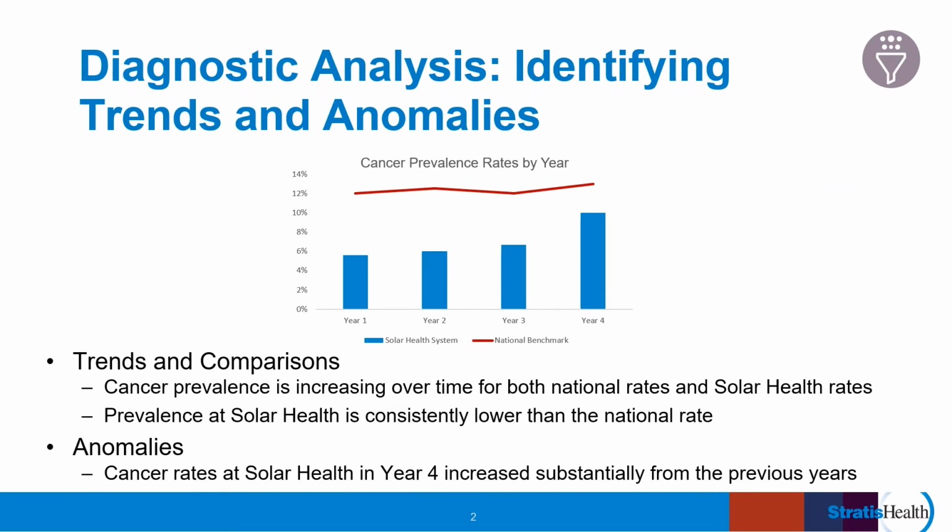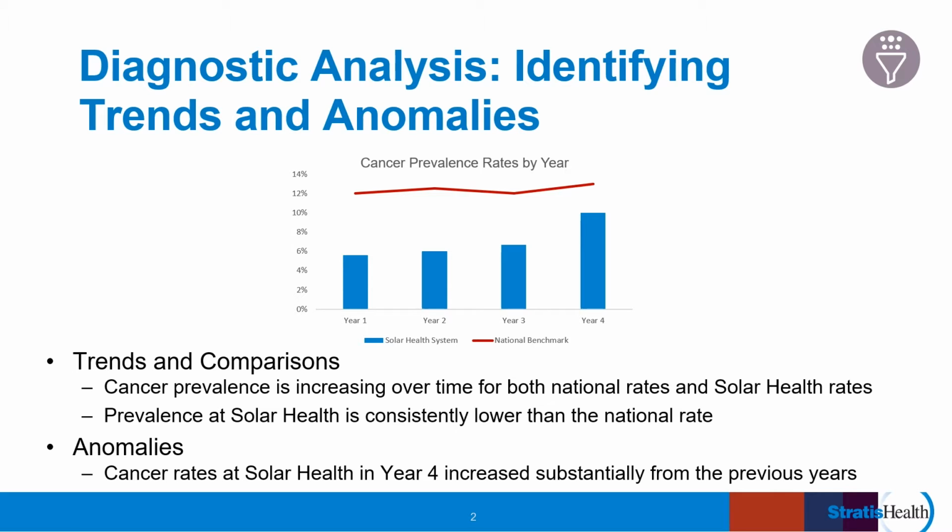To better understand how their data compares to national rates, the quality improvement team plots their data against a national benchmark. A benchmark is a standard or point of reference against which things may be compared or assessed. A good benchmark will be composed of data from a population that is relatively comparable to your population regarding demographics, health status, and social characteristics. From this graph, we can see that Solar Health System's rates are below the national average.